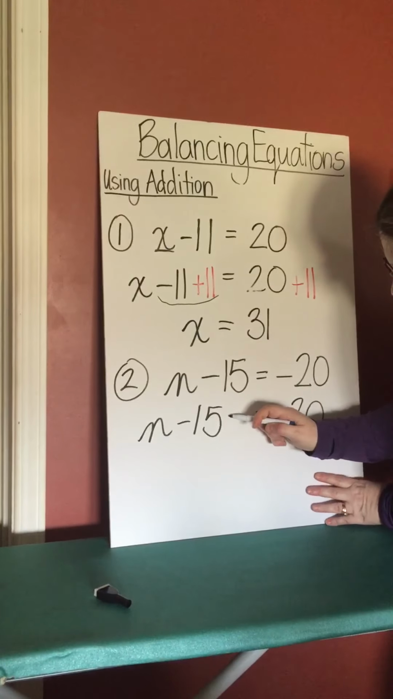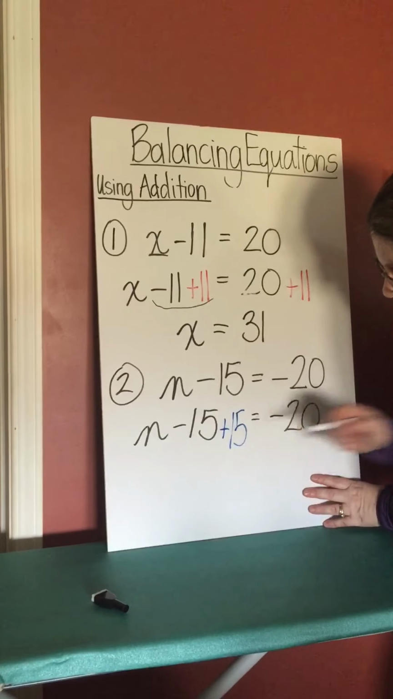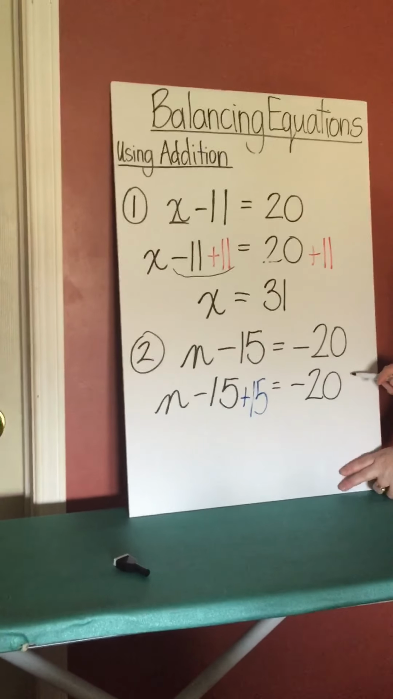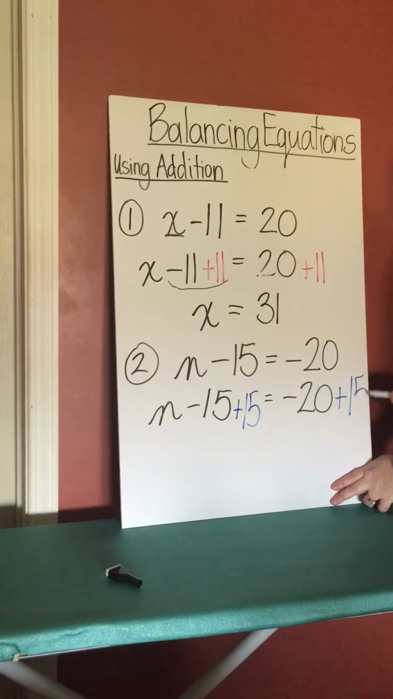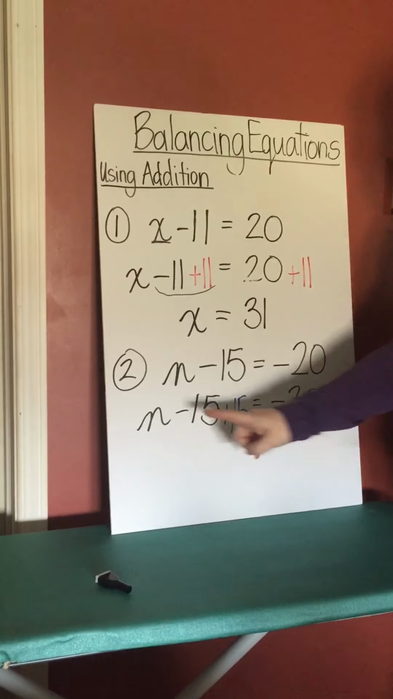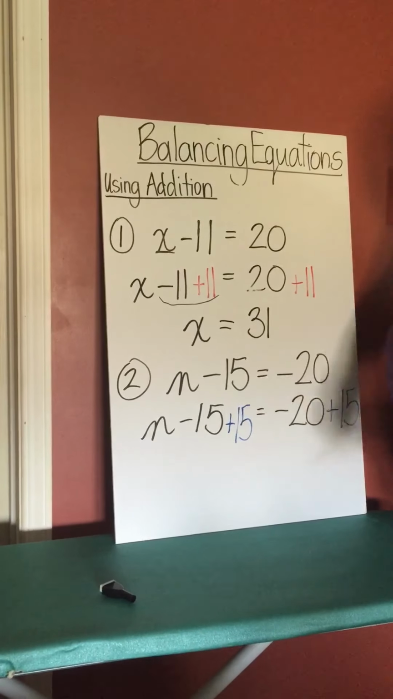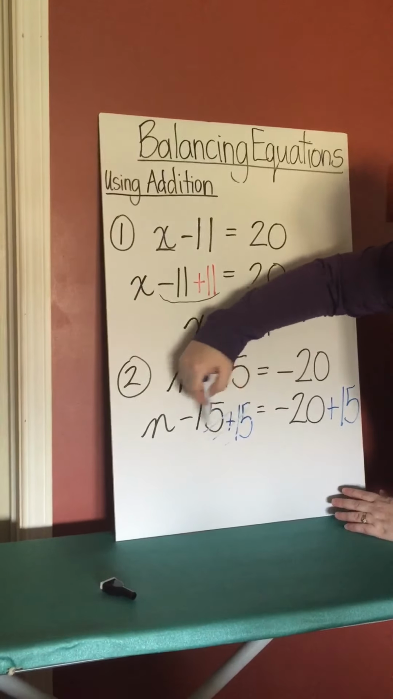So if we add 15 right there, we have to do to the other side the exact same thing or it will be unbalanced. Negative 15 plus 15 will cancel itself out, and we're left with, on the left-hand side of the equation, n equals negative 20, 20 in the hole, coming up 15. We're still going to be in the hole, so our answer is negative 5.